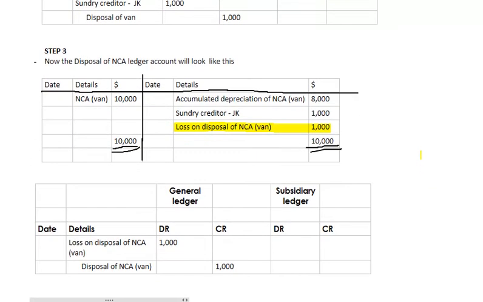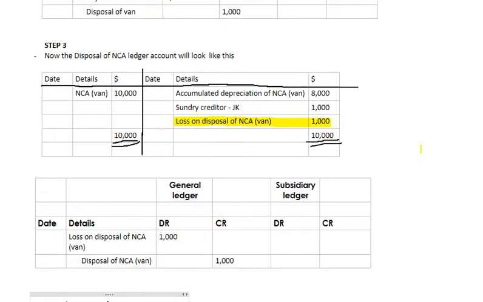Step 3 is to work out if we've got a profit or a loss. So putting in the information so far, just posting from our journals, we need to debit the disposal of the non-current asset, in this case the van, for the historical cost here, $10,000, credit it for the accumulated depreciation of the van for $8,000 here. We're posting from our trade-in value to our sundry creditor for $1,000 here.